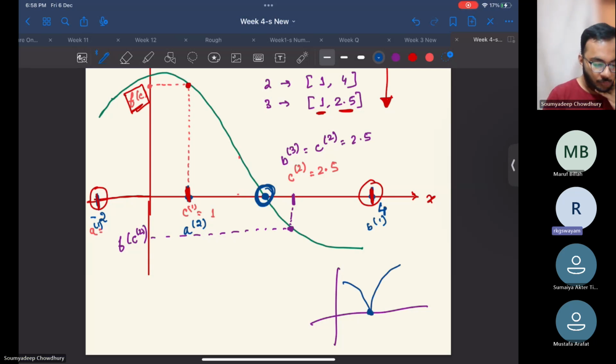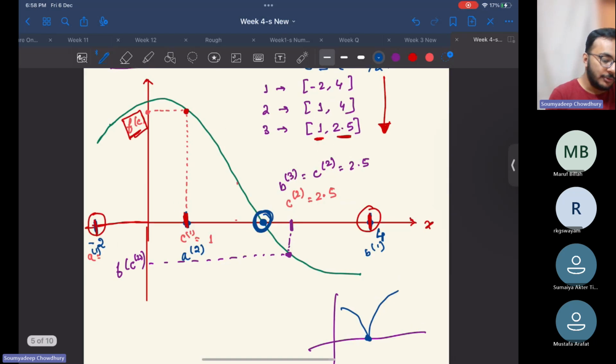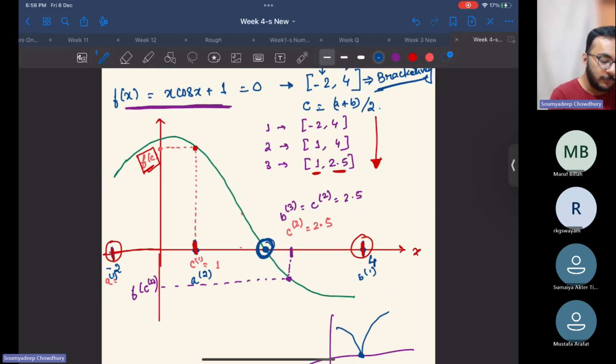Or there could be other forms also. Say you pick the first subinterval as minus 2 to 1. In minus 2 to 1 also, this function might be crossing the x-axis multiple times, and similarly from 1 to 4 onwards also. So that will be based on the interval. Here you have chosen the interval as minus 2 to 4.